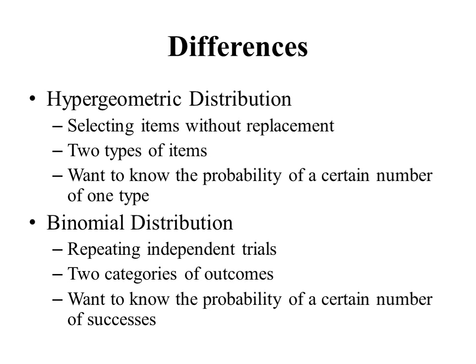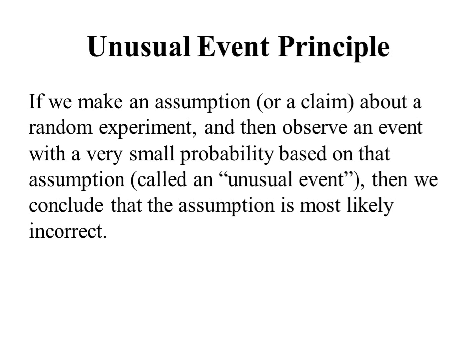And so again, these 2 types of distributions are similar. To determine which one to use, ask yourself, am I selecting items or am I repeating independent trials? If I'm selecting items, then it's a hypergeometric. If we're repeating independent trials, then it's a binomial distribution. Our last concept in this section is a fairly simple idea, but it's extremely important because it forms the theoretical foundation for a lot of what we do starting in Chapter 5.